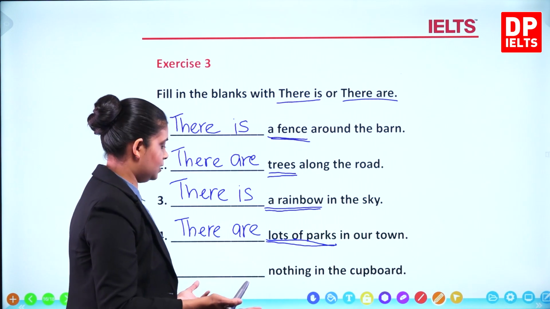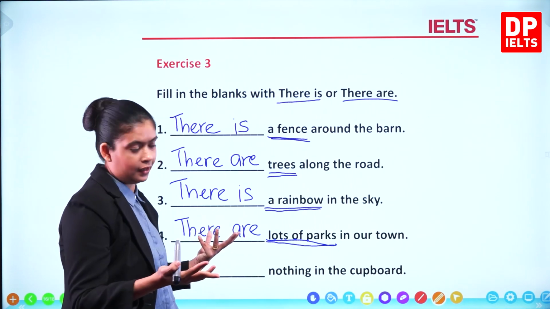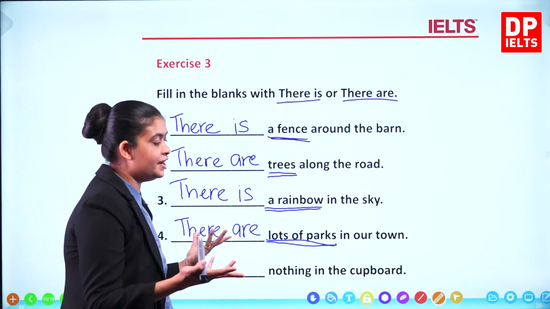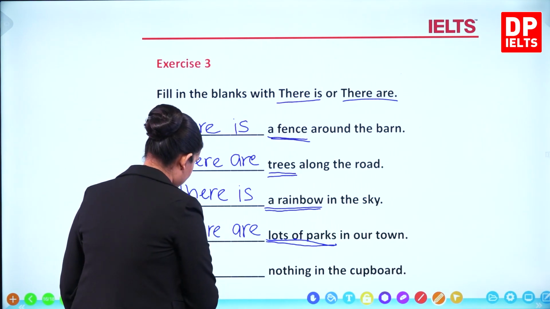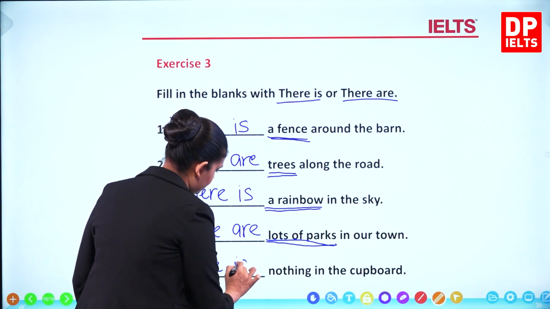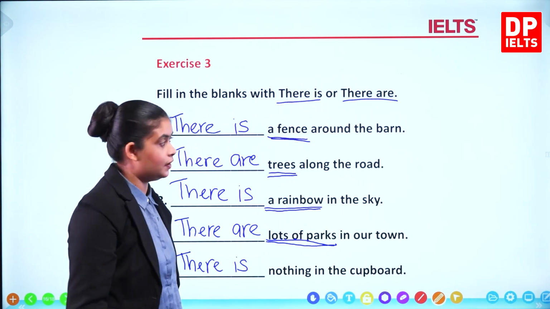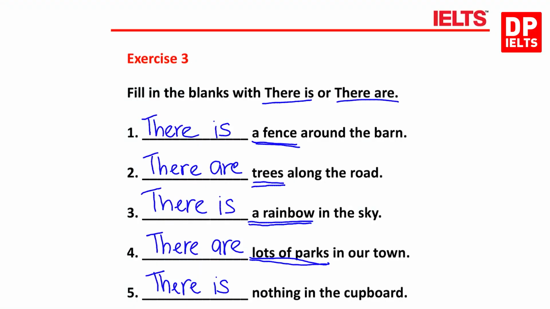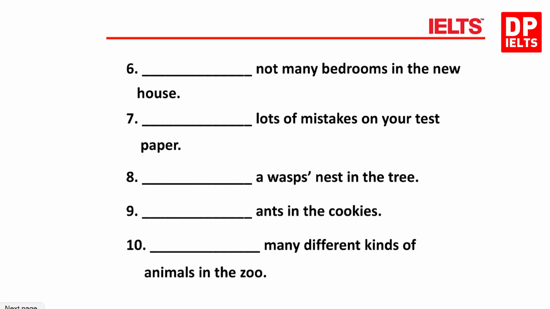Nothing in the cupboards. මුකුත් නැහැ. Right? In the cupboard. මුකුත් නැහැ cupboard එකේ. Because the cupboard is singular, there is nothing in the cupboard. Right? So there is a fence around the barn. There are trees along the road. There is a rainbow in the sky. There are lots of parks in our town. There is nothing in the cupboard.